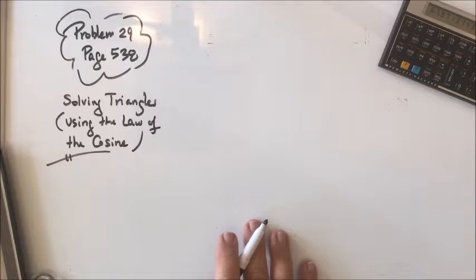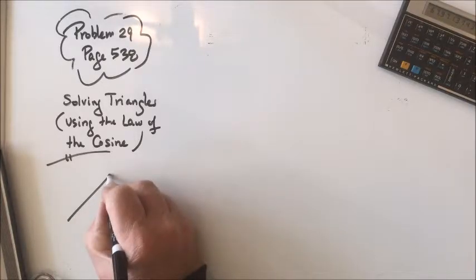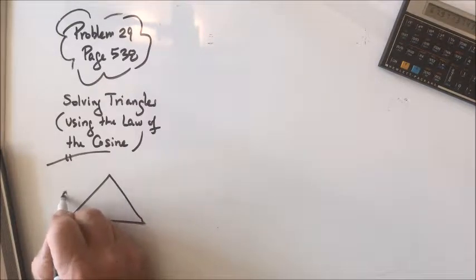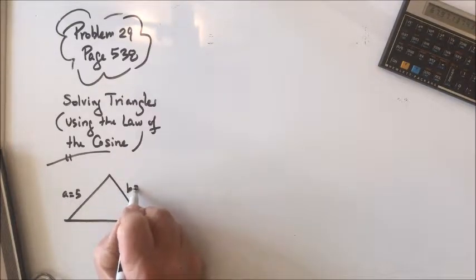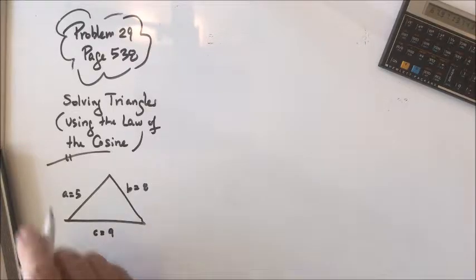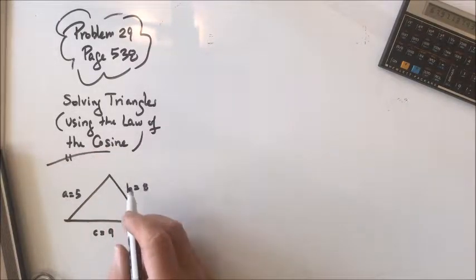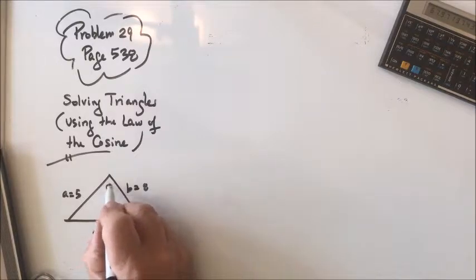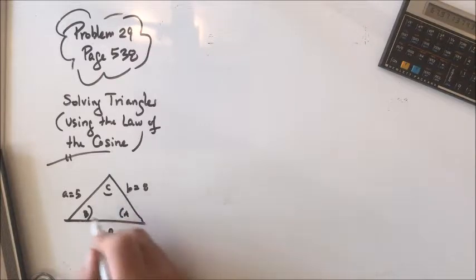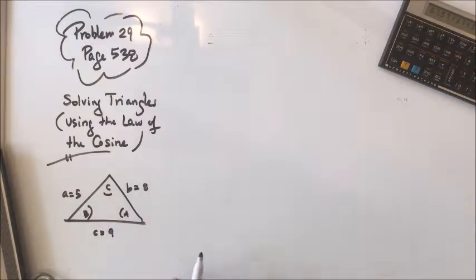It says solve each triangle. And it gives you some data, and that data is that A is equal to 5, that B is equal to 8, and that C is equal to 9. So I've just named these sides and drawn some kind of virtual triangle. Let's remind ourselves where the angles are now. Angle A is opposite side A, B is opposite B, C is opposite C. So that's all the information we have.